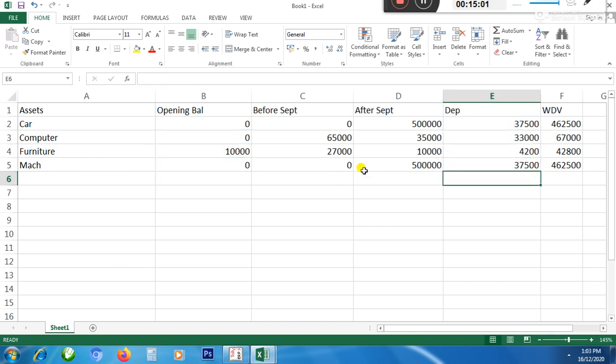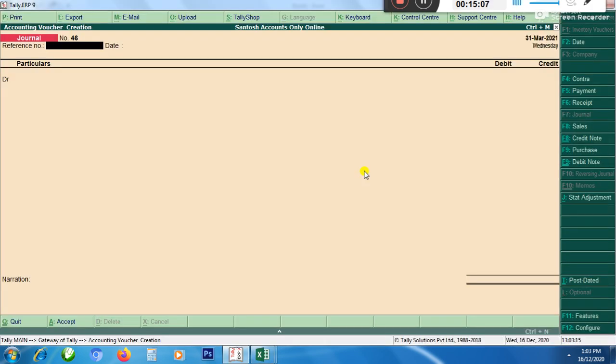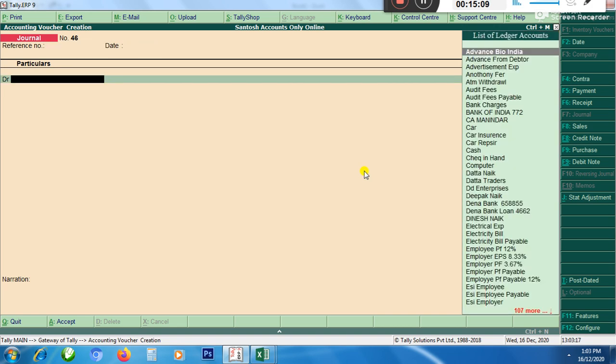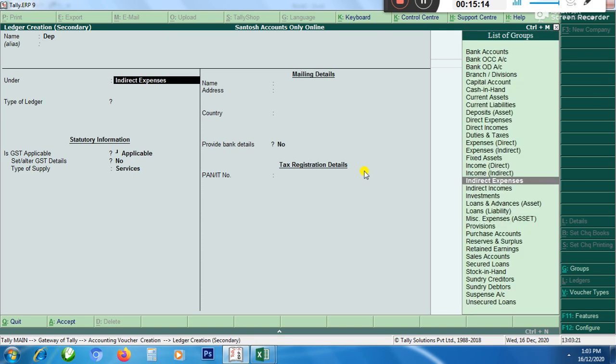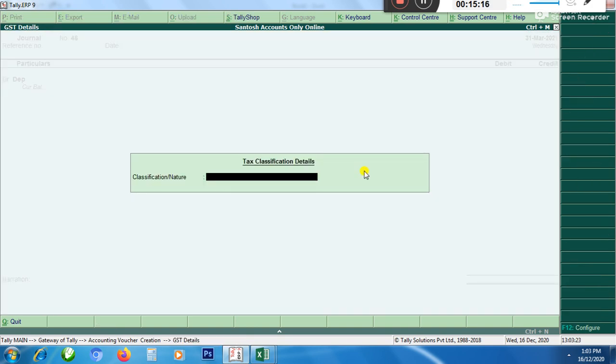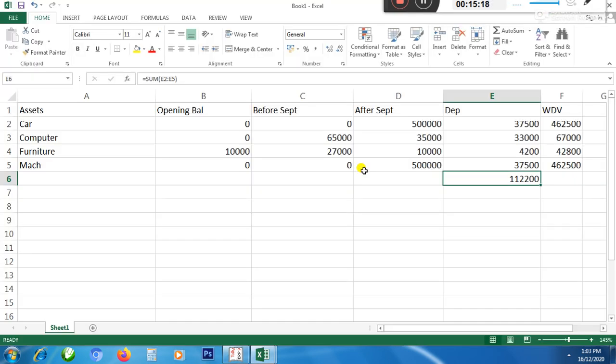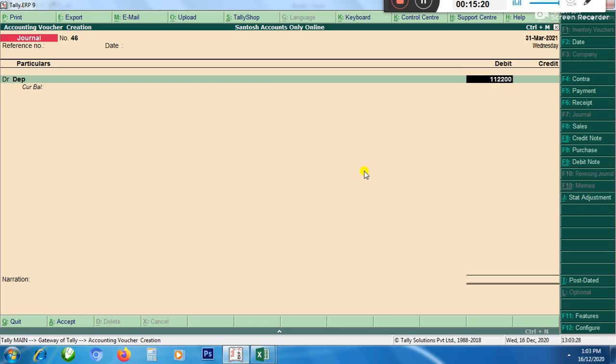After preparing the depreciation report, we have to pass a journal entry for depreciation. The total depreciation is 1,12,200. Pass the journal entry on 31st of March: debit depreciation under indirect expenses, 1,12,200.